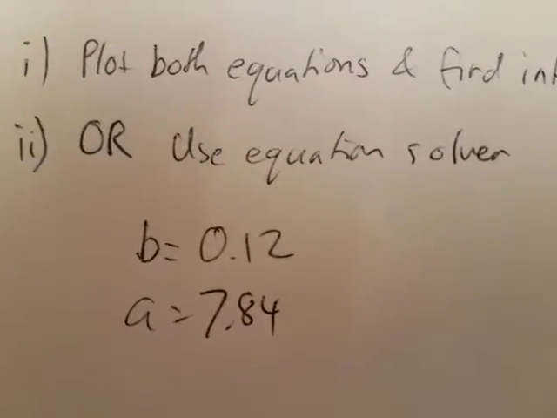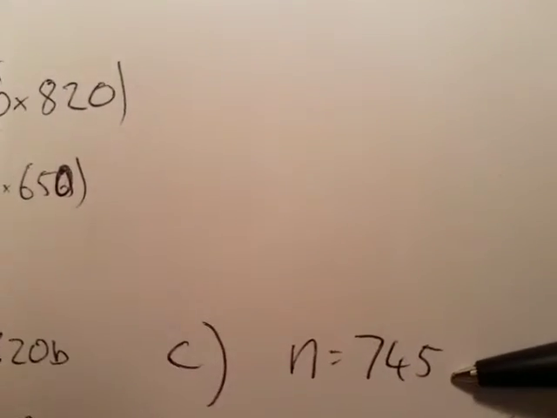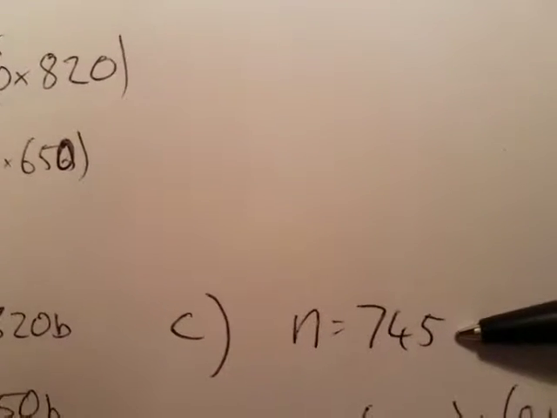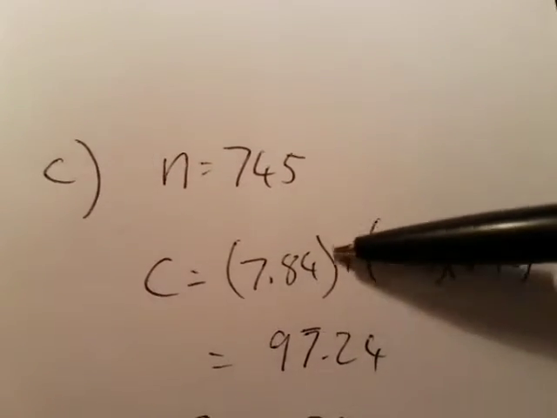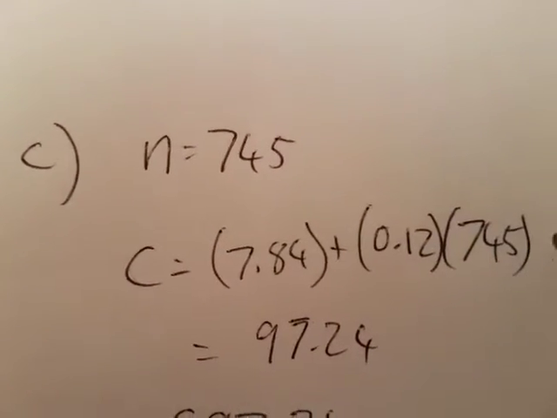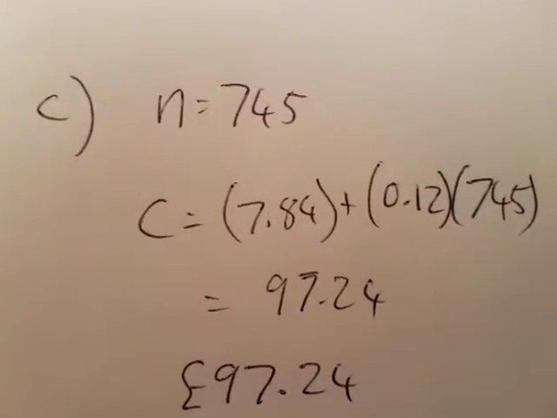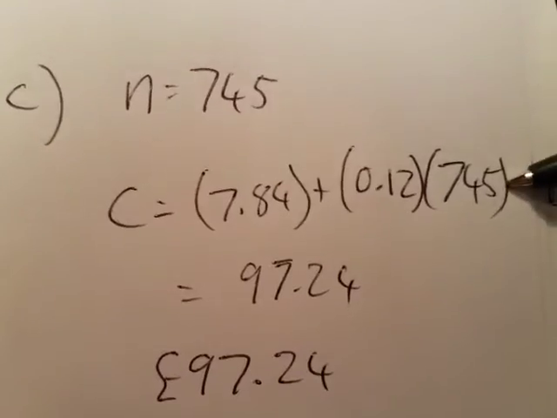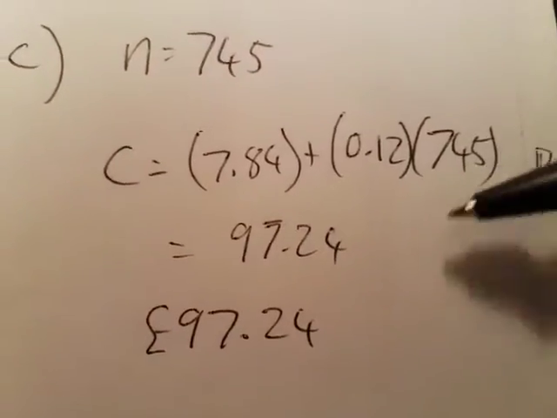Right. Finally, you need to calculate their bill if they're using 745 kilowatt hours of electricity. So here you have A and B, so you put them in, and they've given you C, and you can get your answer from there. Always write out your actual equation, what you're doing. I should have probably written out this equation one more time over here, just to make it clear.